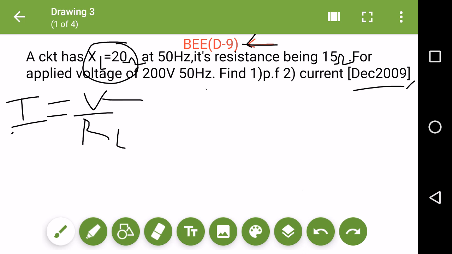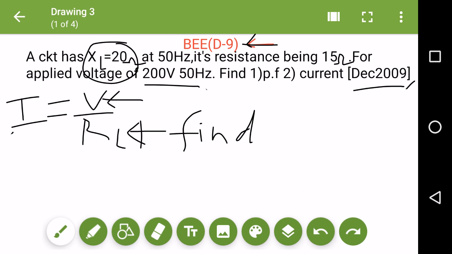The total voltage is given to me, that is 200 volt, but I am not provided with the value of RL. I have to find this value before solving the problem, and we will see how to find it.